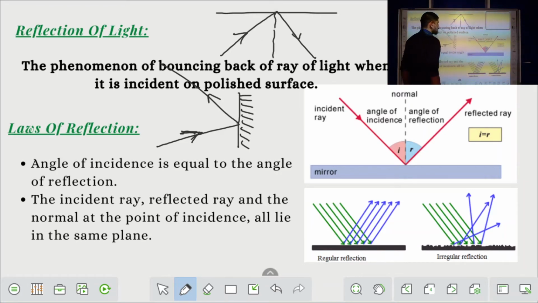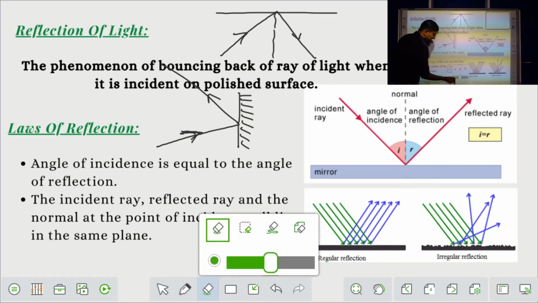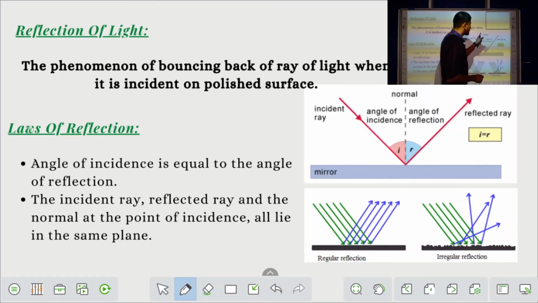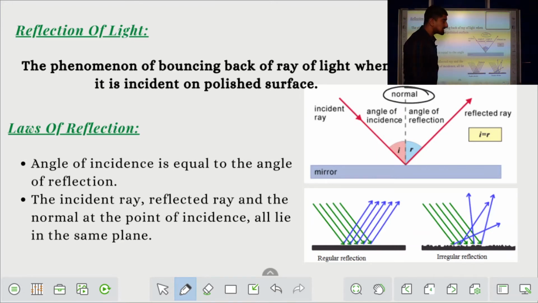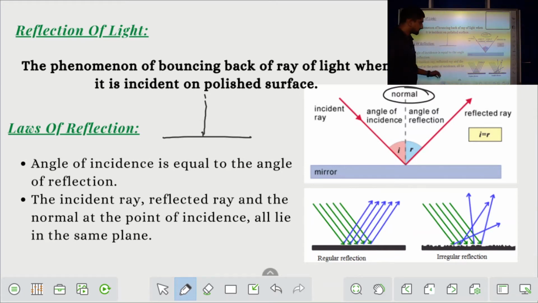Then, as you can see in the diagram, there is a dotted line that we have drawn. We call it the normal. What is that normal? Normal is something that you draw to the surface. Surface of what? Of the object. The surface of an opaque object will be there. To that, you draw a dotted line, which is obviously perpendicular on both sides.